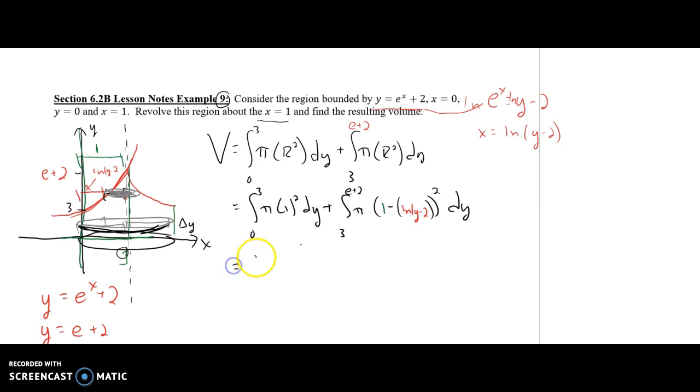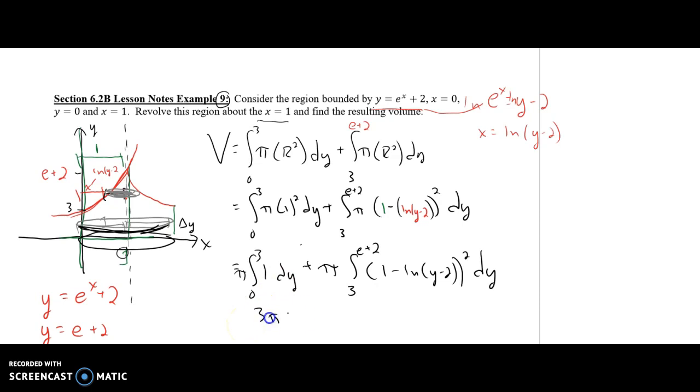Thank you. So this, I can bring the pi out in front. This is just going to be the integral from 0 to 3 of 1 dy. That's not very exciting. I could also bring the pi out of here. In order to complete this problem, from 3 to e plus 2, it's going to be 1 minus the natural log of y minus 2 squared dy. I'm going to need to use my calculator for this. Since this is a constant, this is just going to end up being 3.